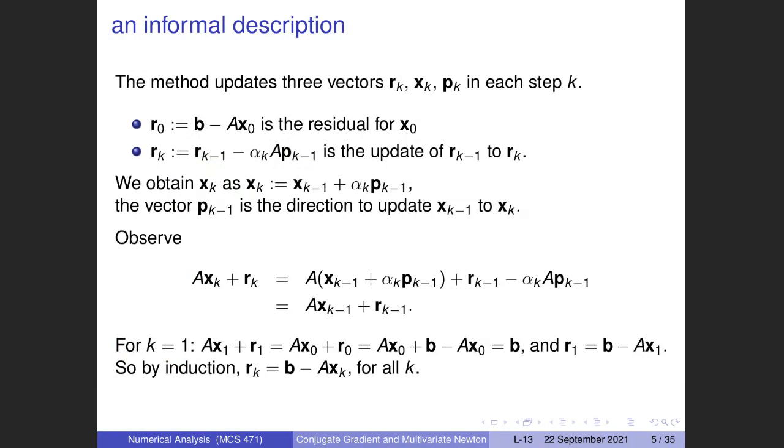All right, so I try to explain what the algorithm was doing. Here is a more informal description. We have three main vectors: the residual vector, the vector of the current approximation, the x sub k, and then we have the direction. These are our three main actors, and they are changing.